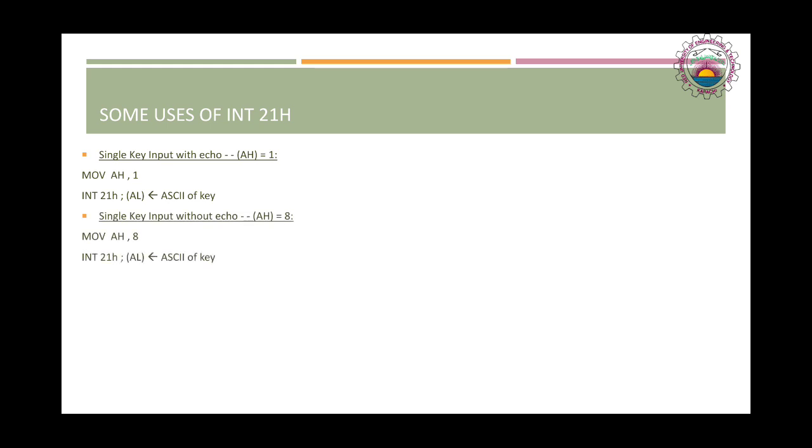Or you may take input by placing 8 in AH. You have 8 in AH and you have executed interrupt 21H. The ASCII of the key pressed from the keyboard will be in AL after execution of interrupt 21H, but that key will not be displayed on the monitor screen. That is called single key input without echo.